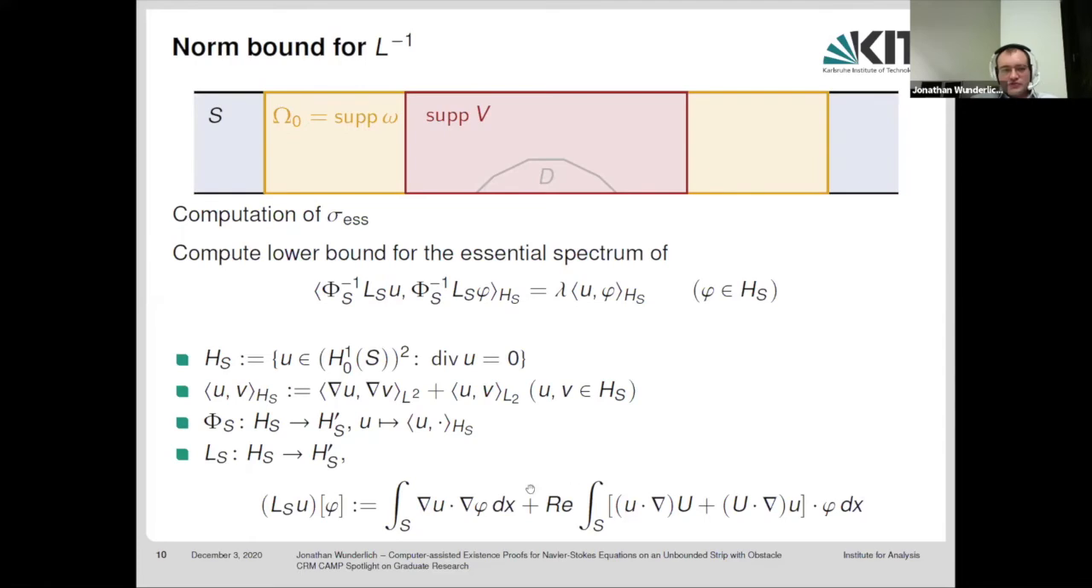And when you just have a look at this definition of the operator LS, there is no compact function here. This omega and v are gone, and we are on the whole strip. And then we can use Fourier transform in x direction and Fourier series expansion in y direction to compute a lower bound for this essential spectrum here.